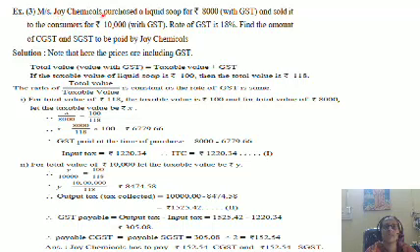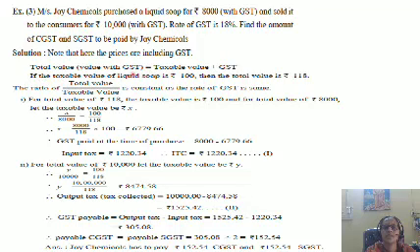Measures J Chemicals purchased a liquid soap for rupees 8,000 with GST. This is very important. Same sum, but now this is with GST, and sold it to the consumers for rupees 10,000, again with GST. Rate of GST is 18%. Find the amount of CGST, SGST to be paid by J Chemicals. Note that here the prices are including GST.